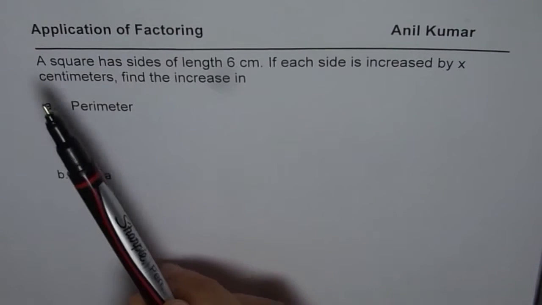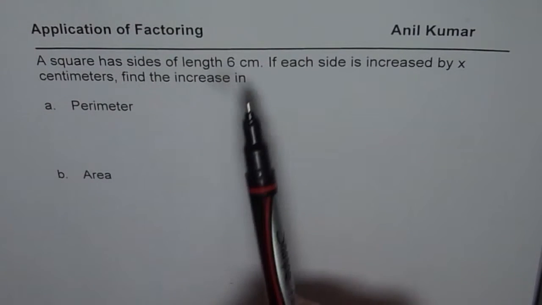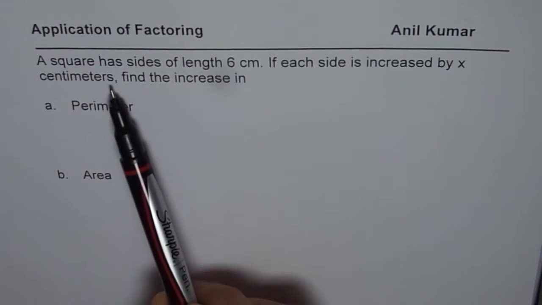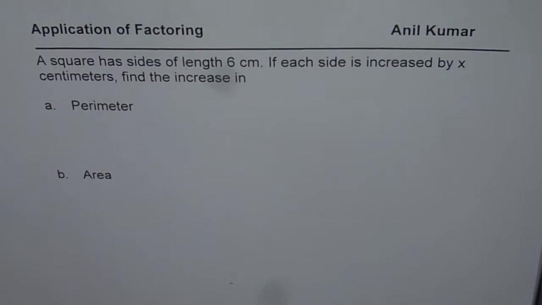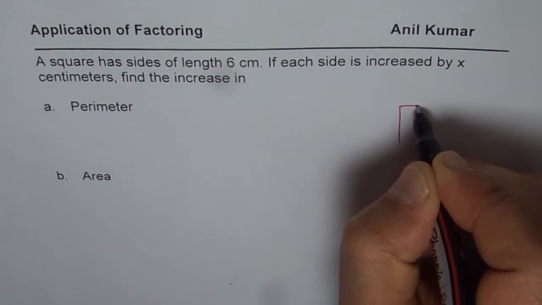We'll begin with geometrical shapes. The question here is, a square has sides of length 6 centimeters. If each side is increased by x centimeters, find the increase in perimeter and in area of the square. So that is the question. Let me sketch this situation for you and then we'll discuss it further.